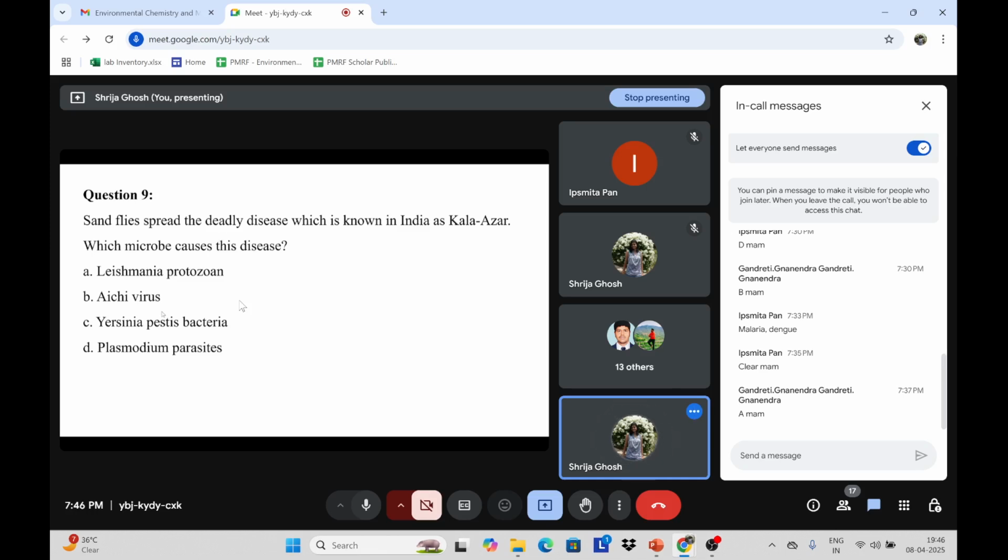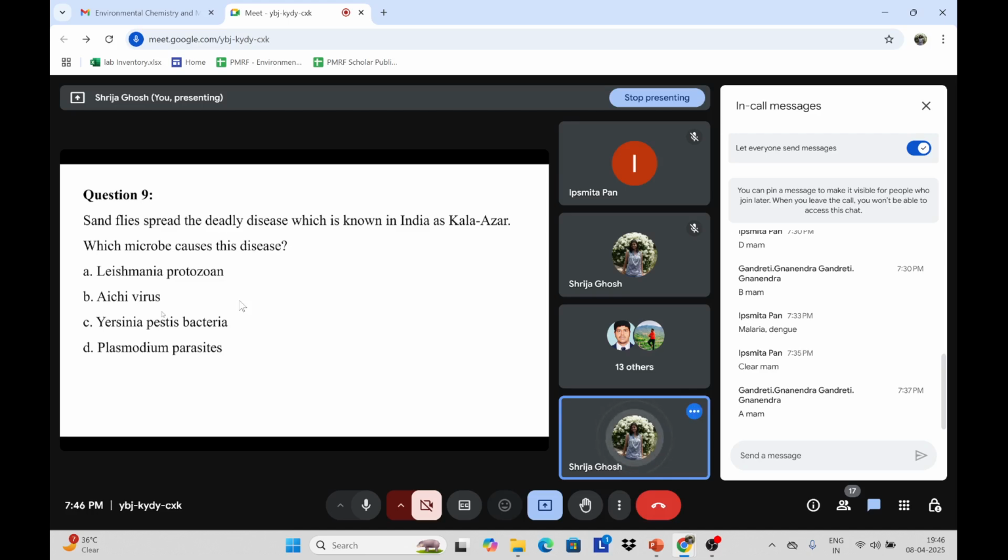Moving on to the next question. Question number 9. Sandflies spread the deadly disease which is known in India as Kala Azar. Which microbe causes this disease? Option A, Leishmania protozoan. Option B, Ike virus. Option C, Yersinia pestis bacteria. And option D, Plasmodium parasites. What would be the correct answer? Write your answers in the chat box.